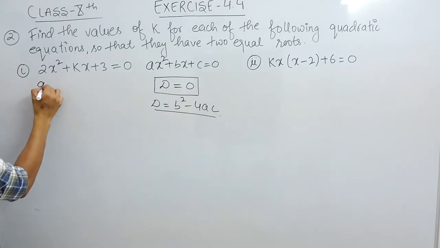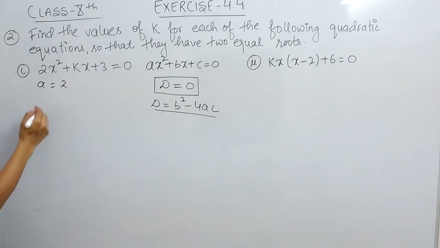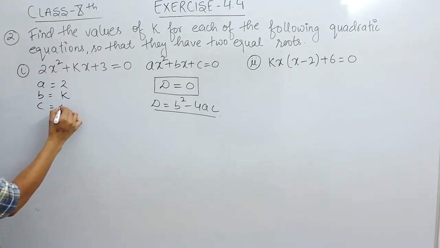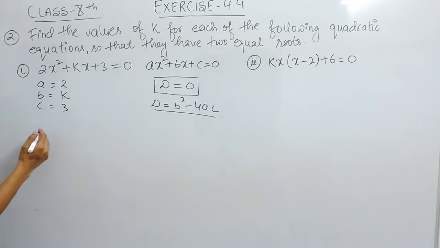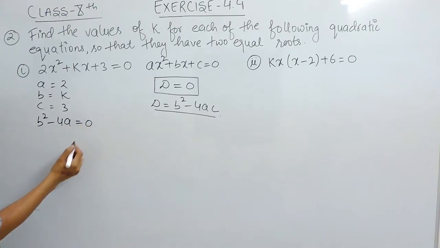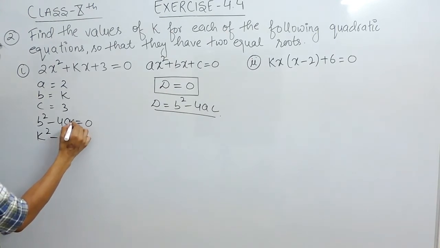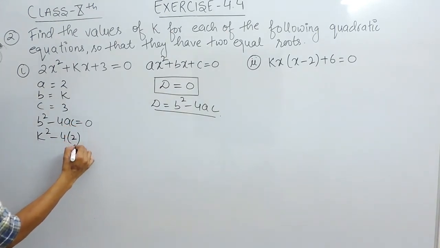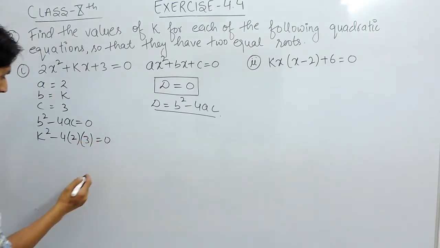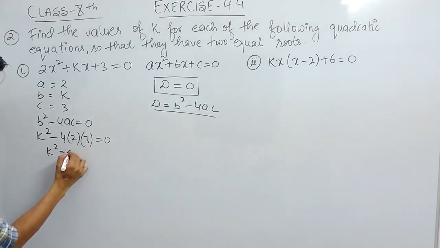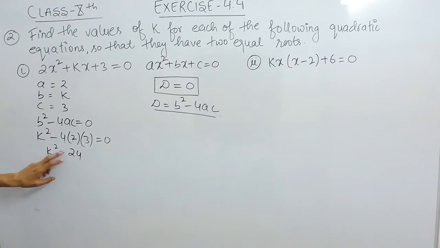So comparing, the value of a is 2, which is the coefficient of x square, the value of b is k, the coefficient of x, and the value of c is 3. So the value of the discriminant, which is b square minus 4ac, must be equal to 0. Our b is k, so k square minus 4 times a, which is 2, times c, which is 3, equals 0. So k square will be equal to 4 times 2 is 8, into 3 is 24, with a positive sign, because the negative sign when shifted to that side becomes positive.